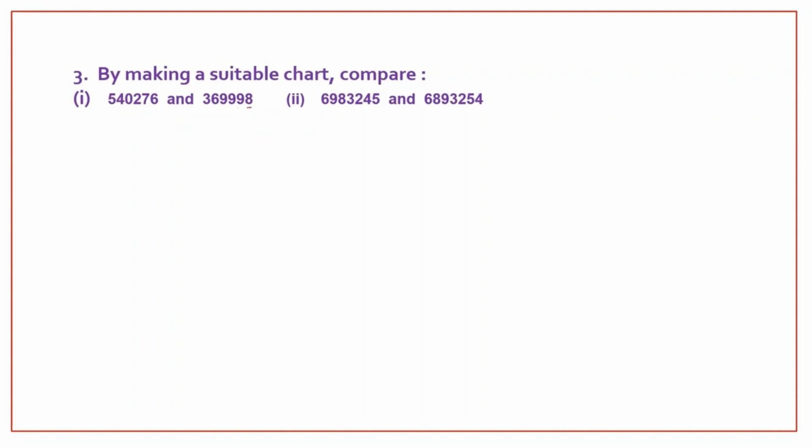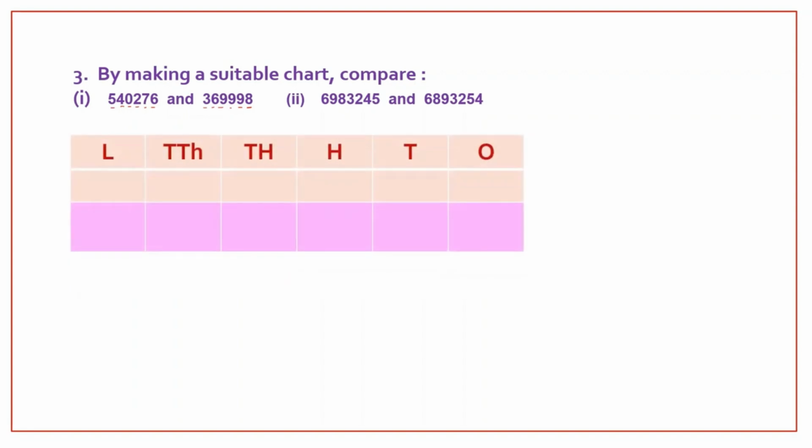So we have 1, 2, 3, 4, 5, 6. Here also we have 1, 2, 3, 4, 5, 6. That means we need to have a chart of 6 columns. Okay, so let's do that. So a chart of 6 columns would be like this. That means we are starting with ones, tens, hundreds, thousands, 10,000s and lakhs. So that is 6 columns.